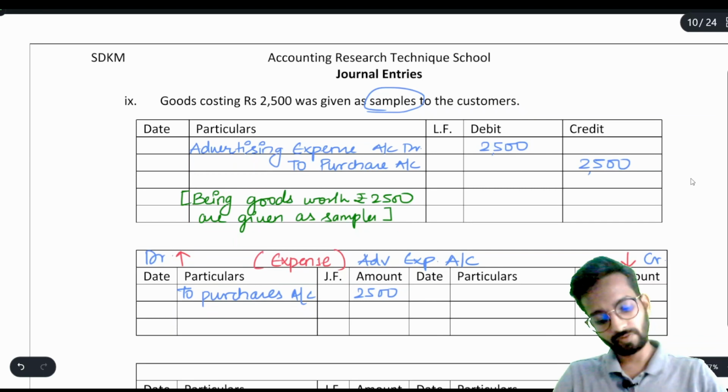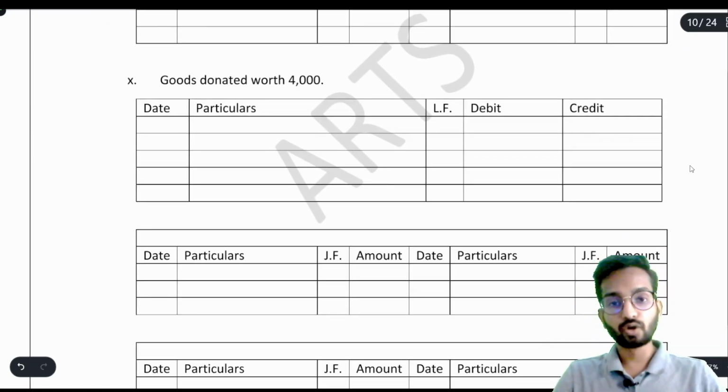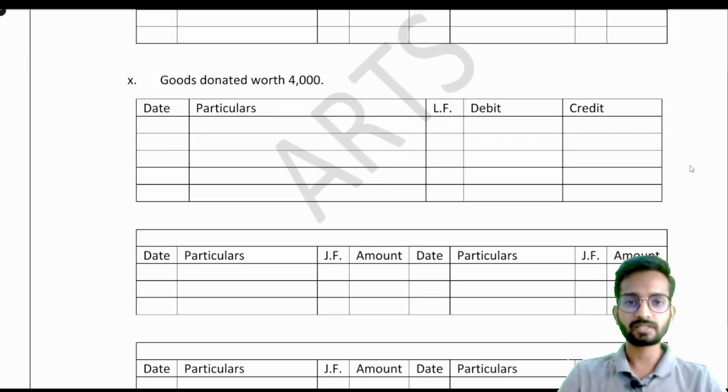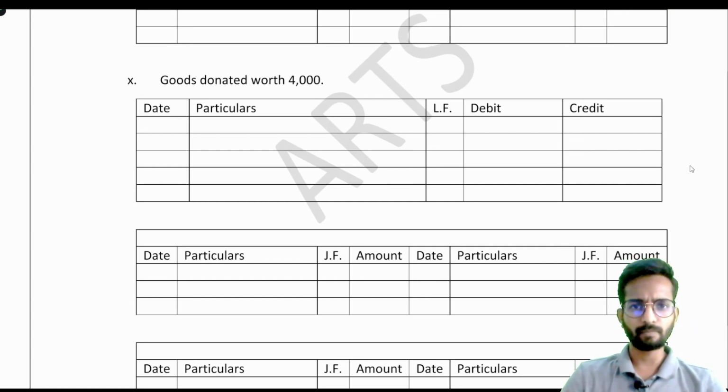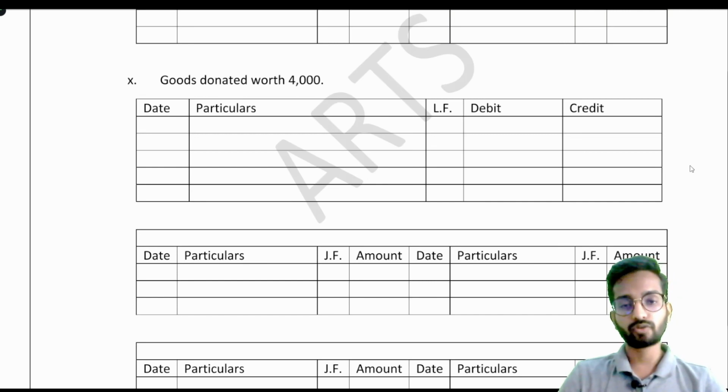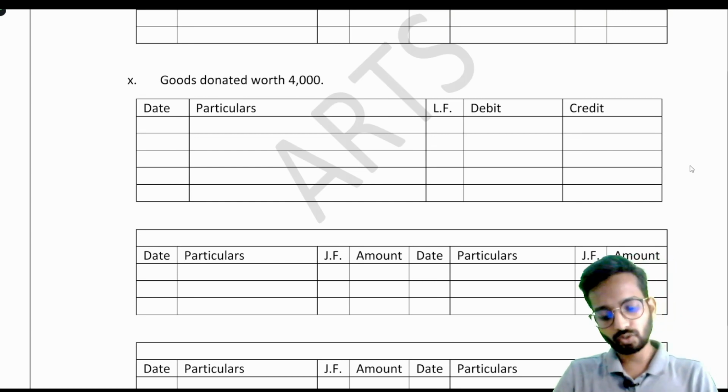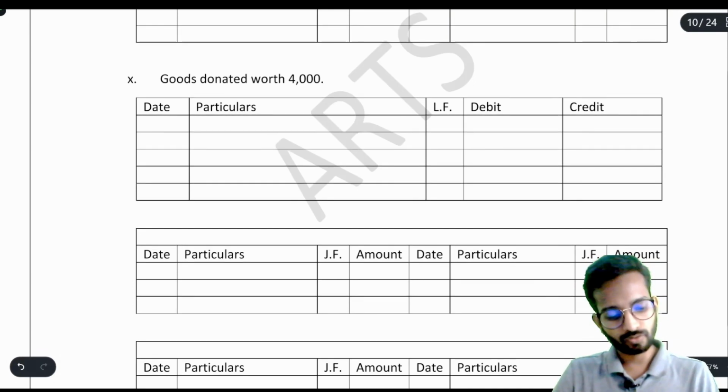Now, moving to the next part, goods donated worth rupees 4000. See, according to the firm, it doesn't matter what you are doing with the goods. If you are donating, if you are giving it as samples, the firm understands only one thing, that goods are going out. If goods are going out and it is not a sale, you will write to purchases. Goods coming in, purchase account debit, goods going out, to purchase account. So, you will write here to purchase account.